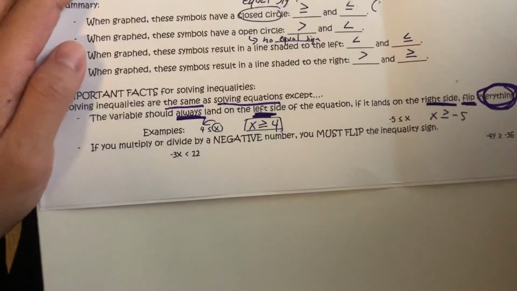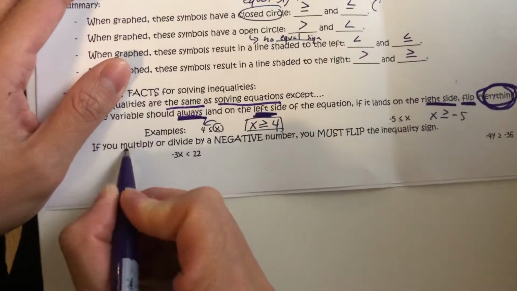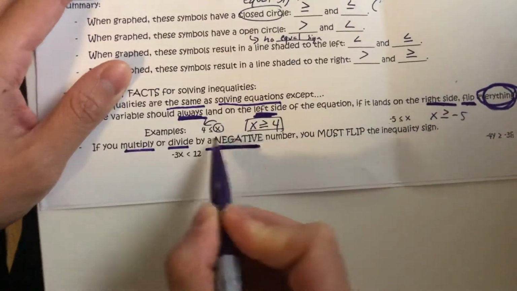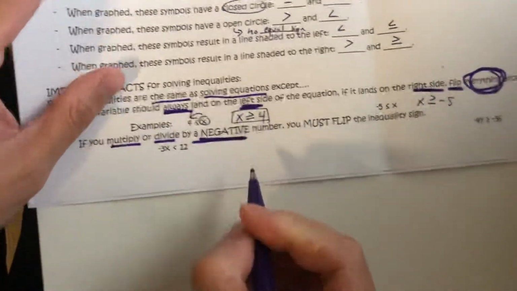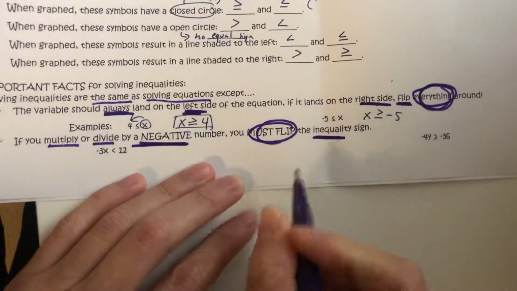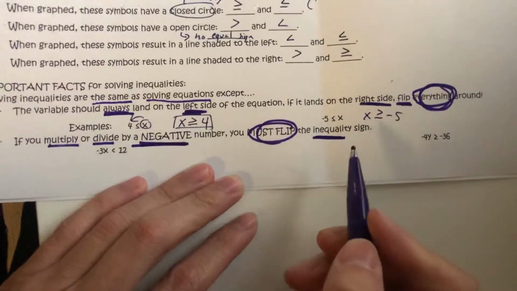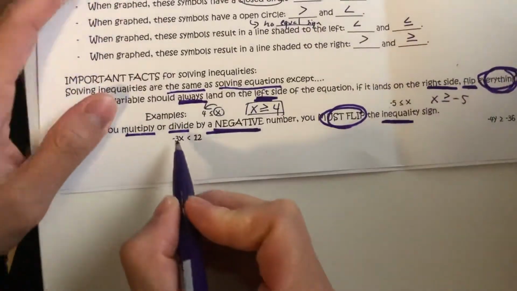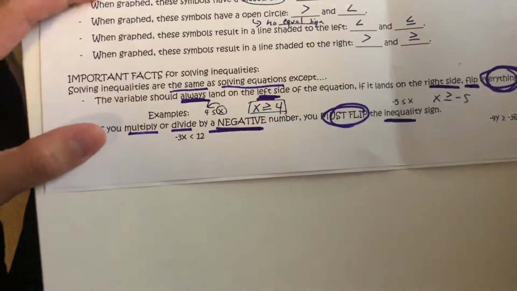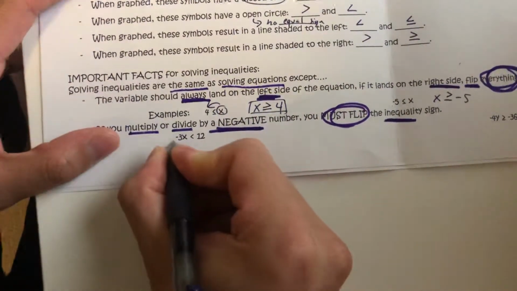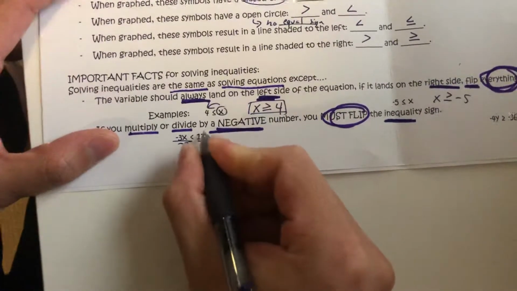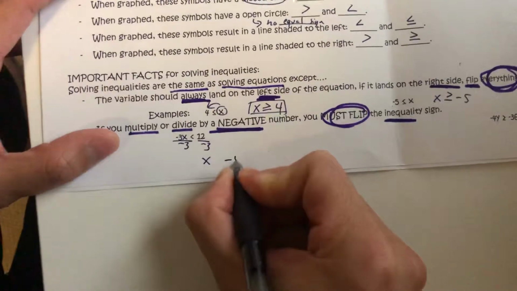The second rule, number 2, is if you multiply or divide by a negative number, you must flip the inequality sign. You have to flip the inequality sign. For example, if I'm solving this one, negative 3x is less than 12, I'm going to go ahead and divide both sides by -3. So I have x. 12 divided by -3 is -4.